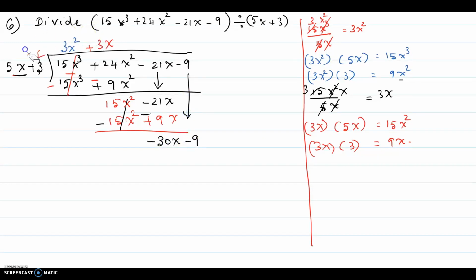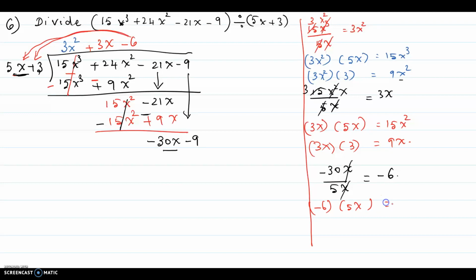Now we have to repeat the same process as we did before. So take the first term here, and divide negative 30x over positive 5x. So that will give us negative 6. So that negative 6 goes on top. Now you multiply this negative 6 with each one of the terms in the divisor. So negative 6 times 5x is negative 30x. Negative 6 times 3 is negative 18.